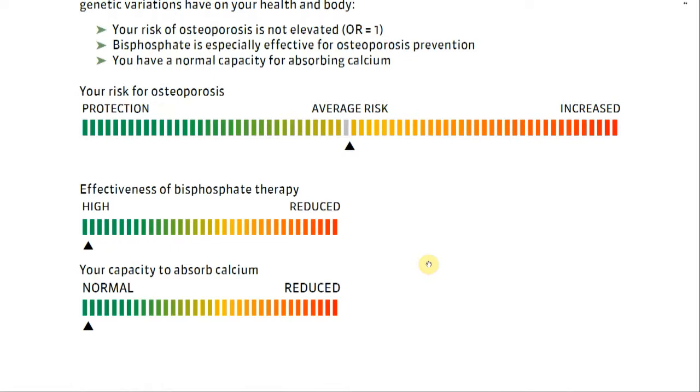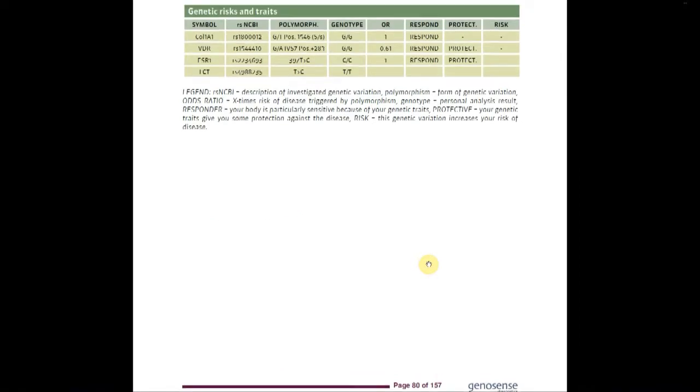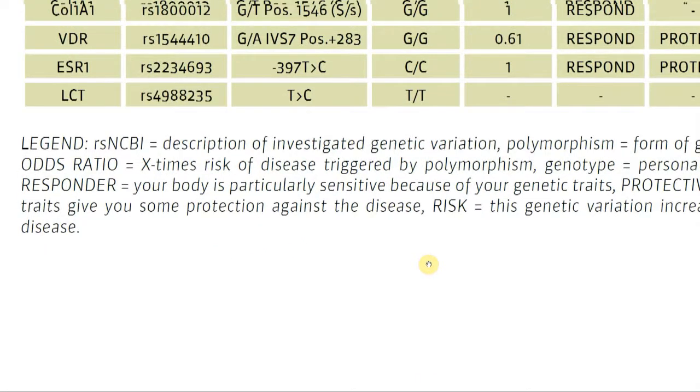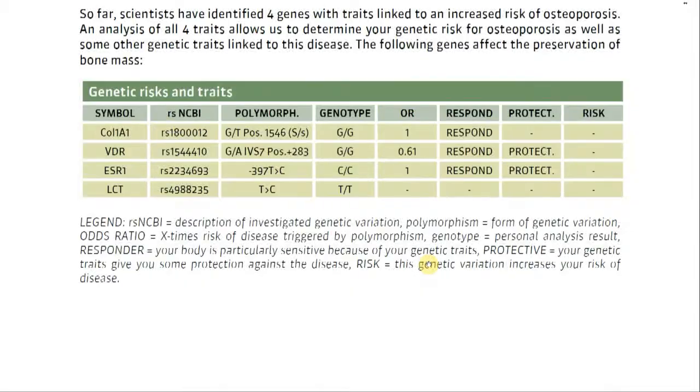And then the next thing, the capacity to absorb calcium. And now I need to go back here. Because this LCT gene that I've told you about before, this is the one that doesn't actually have a direct link to osteoporosis, but it is the one that causes lactose intolerance. So some people, due to this genetic variation, cannot drink milk without getting severe side effects. So what we've done here is we tested this gene, and in this case it's okay. If you have a CC here, and we're going to talk about this again later, do check your own results.